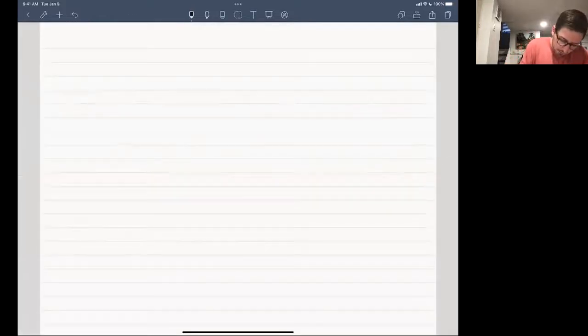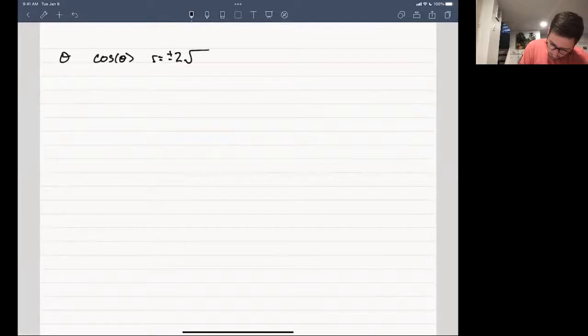Let's put together a table of values here. So we have theta, then I'm going to get cos theta, and then we'll do r is equal to plus or minus 2 root cos theta on this graph.